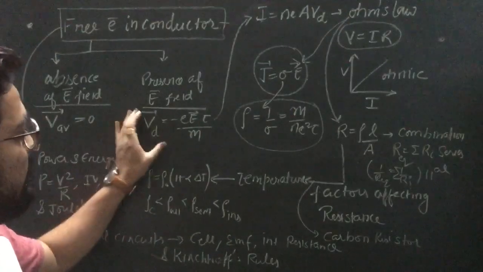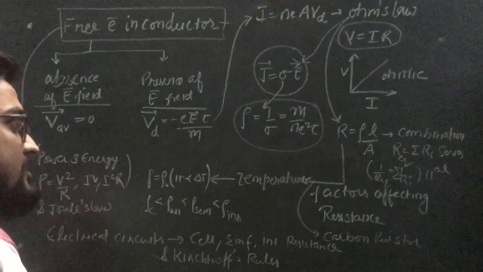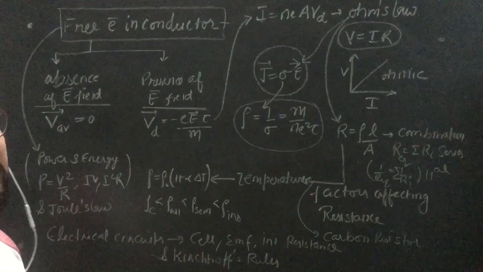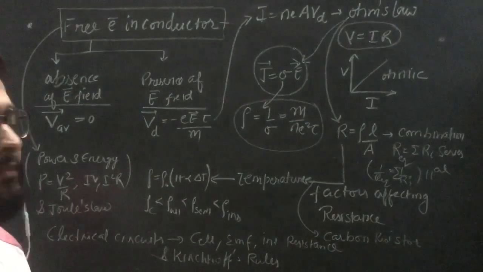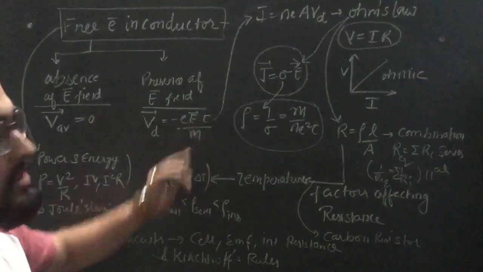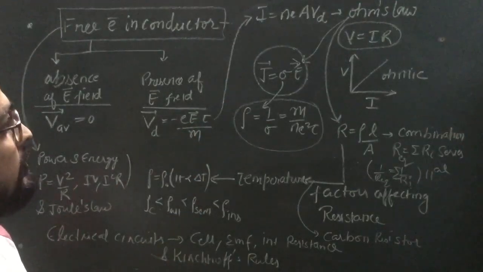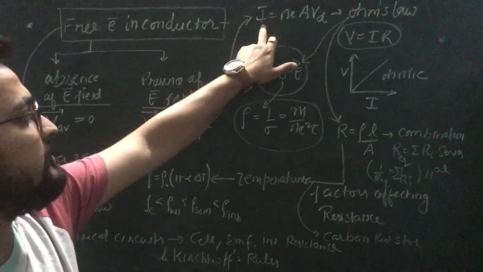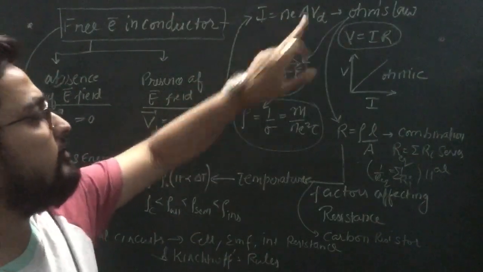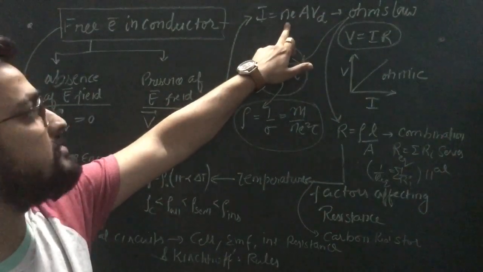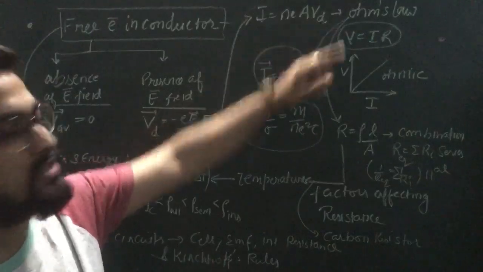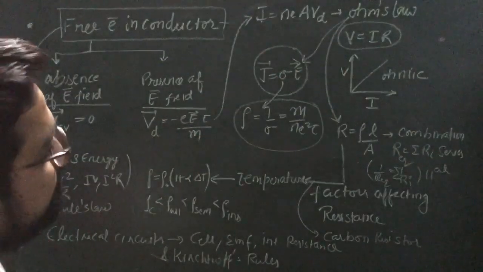It is directly proportional to average relaxation time, that is the average time between two successive collisions for a number of electrons in a given sample of conductor. M is the mass of electron, E is the electric field. There is one more relation for current and drift velocity. Current I is equal to nAeVd, where n is the number density. Number density means number per unit volume. e is the charge, A is the area of cross section, and Vd is the drift velocity.